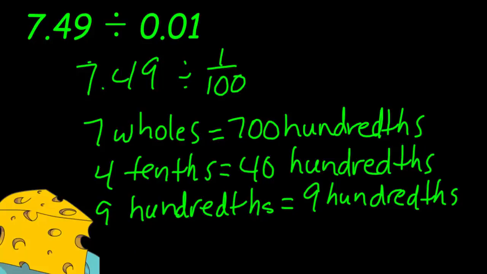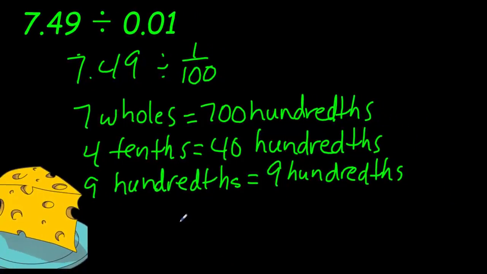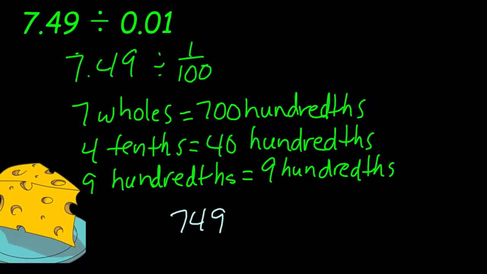And I can also see that there's 4 tenths, although I wrote down that 4/10 was equal to 40 hundredths. I also see that there's 7 wholes, and 7 wholes we just solved earlier with 700 hundredths. So our final result here then is going to be 749. So let's go ahead and try some more.